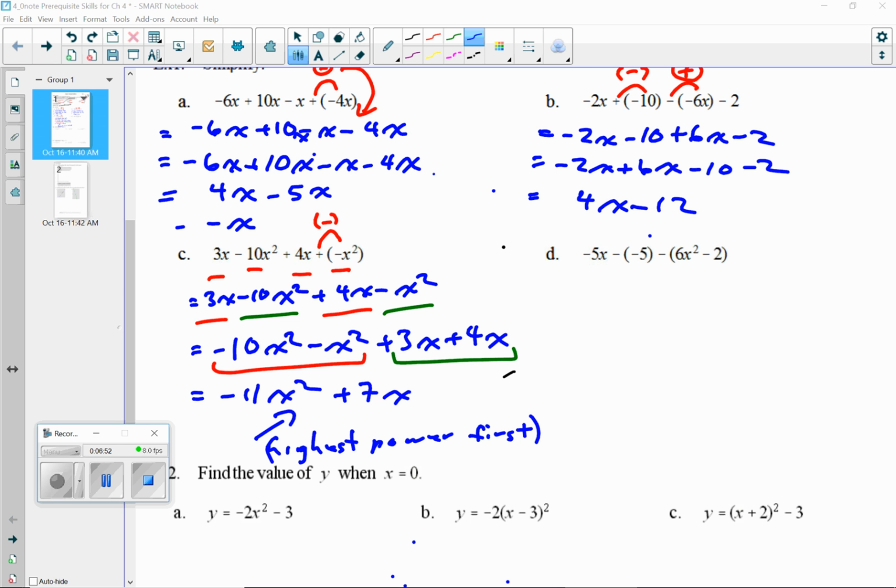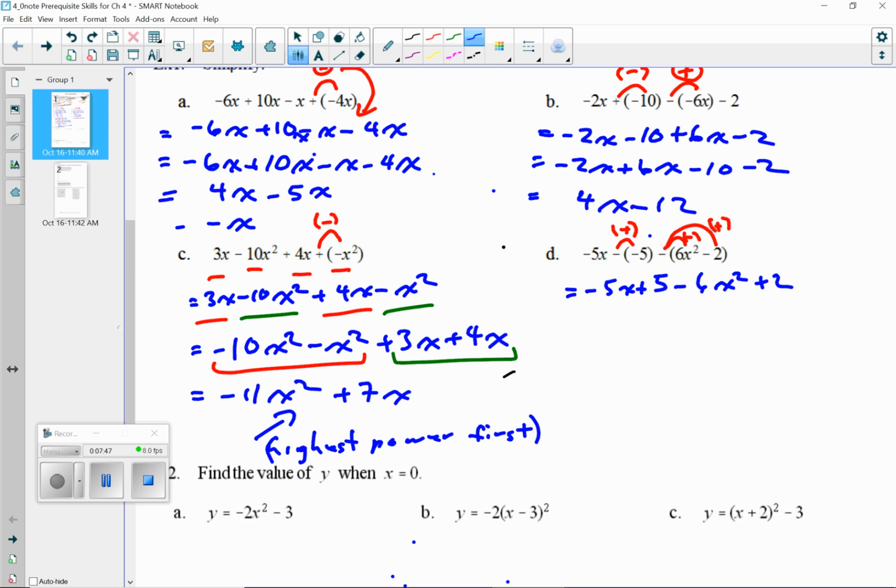Now let's take a look at this next problem. We have negative 5x minus bracket minus 5 plus minus bracket 6x squared minus 2. When we do this, we're going to take a look at this bracket and combine those two. A minus and minus gives us a plus, like we said before. And then this minus sign that's outside the second bracket is going to hit this and this. The first one is going to give us a minus. The second one is going to give us a plus. So now when we expand, we're going to get the following: negative 5x plus 5 minus 6x squared plus 2.